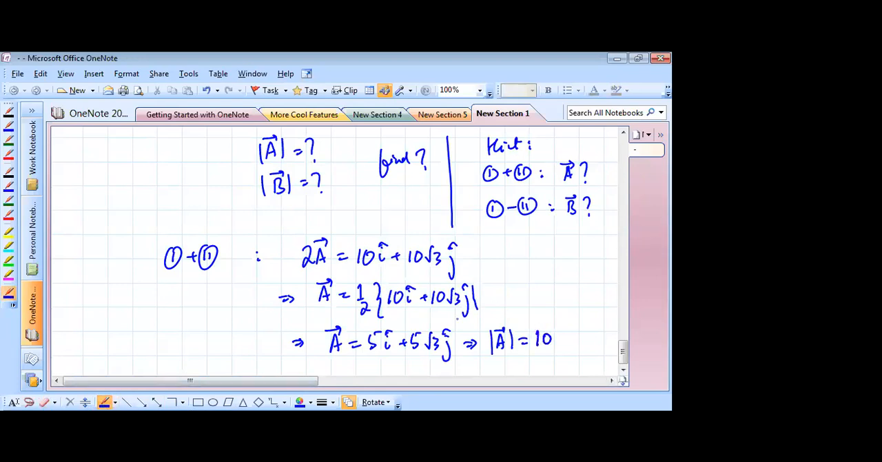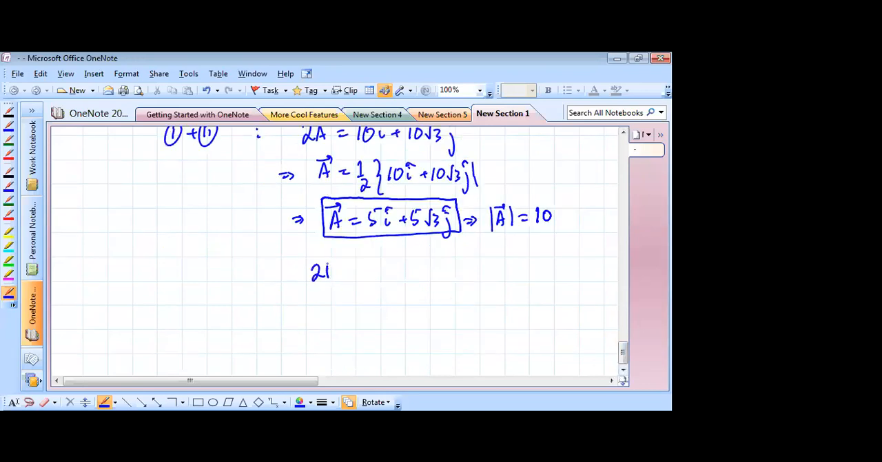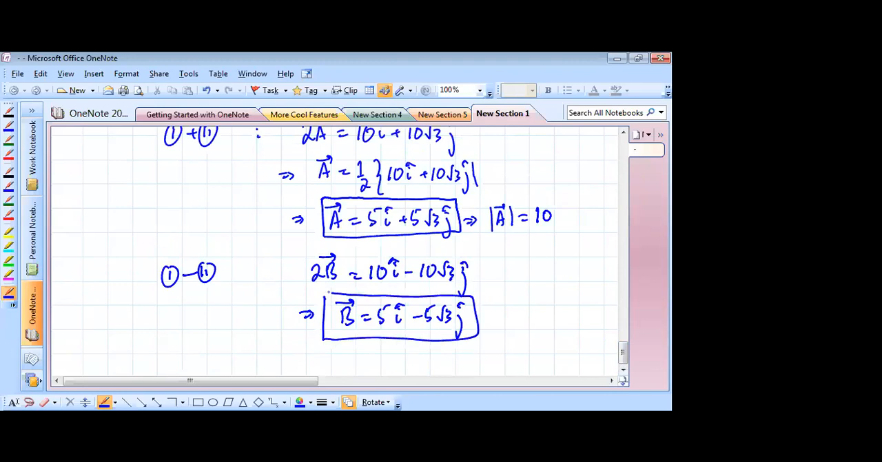Okay. And similarly, now you can substitute this in one of the two equations, or you can do this operation, whatever you like. So you can actually substitute this vector A back in equation 1 also and get vector B. Or you can do that operation I told you, 1 minus 2. So similarly, from that you will get 2B, equation 1 minus equation 2. You will get that as 10 i cap minus 10 root 3 j cap. You can see that the vector B becomes 5 i cap minus 5 root 3 j cap. This one. Correct. Okay. So mod B also becomes 10.